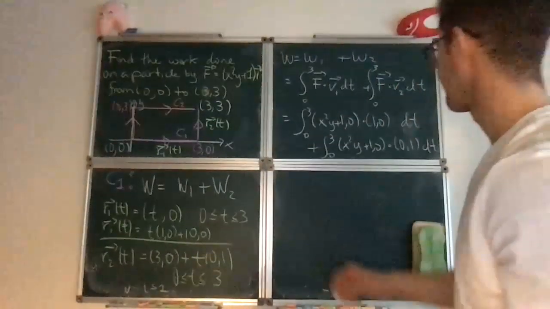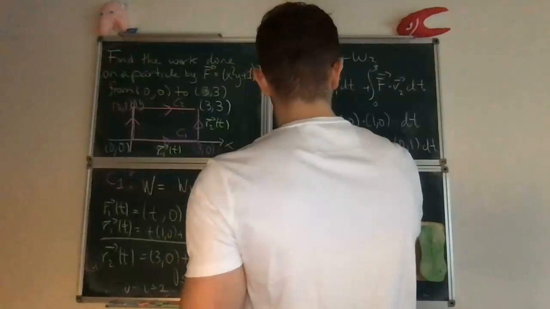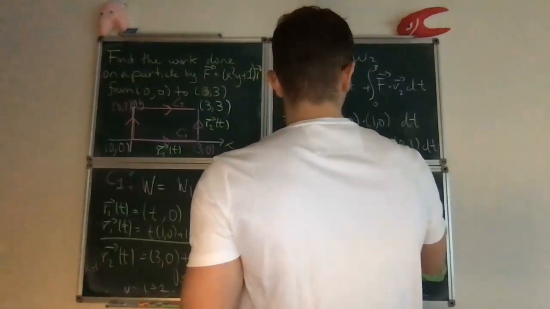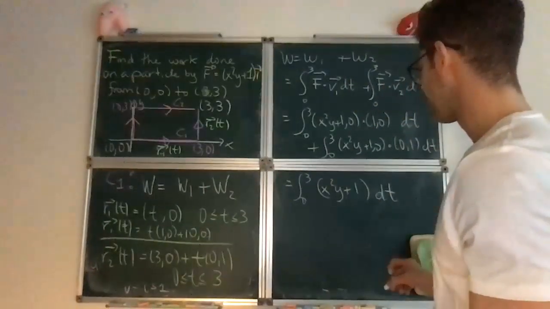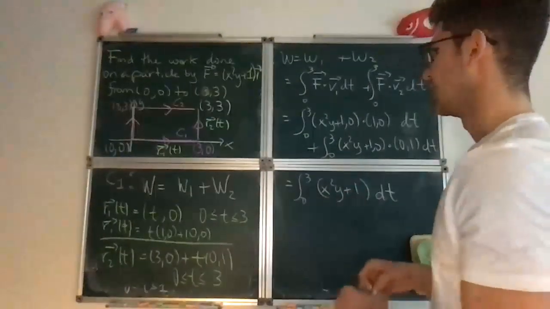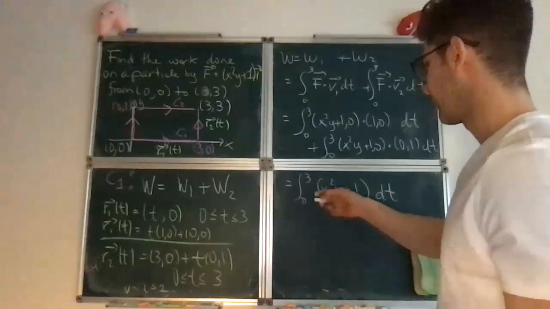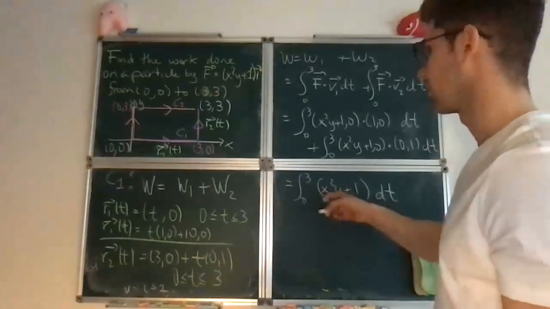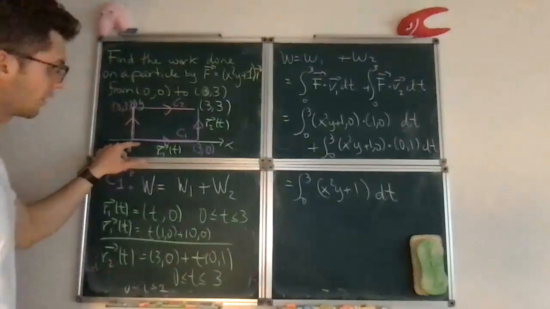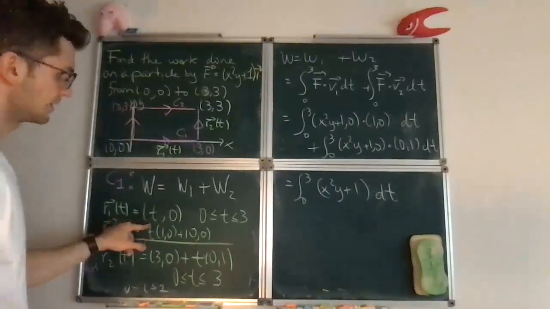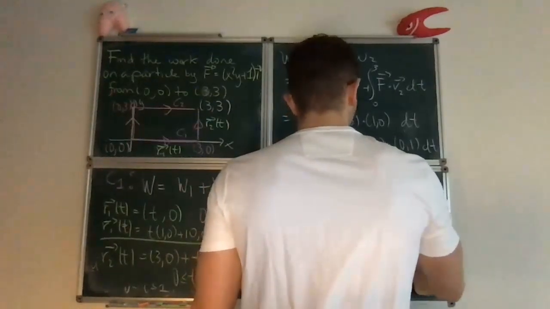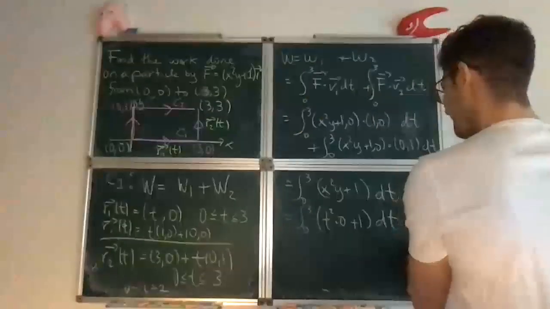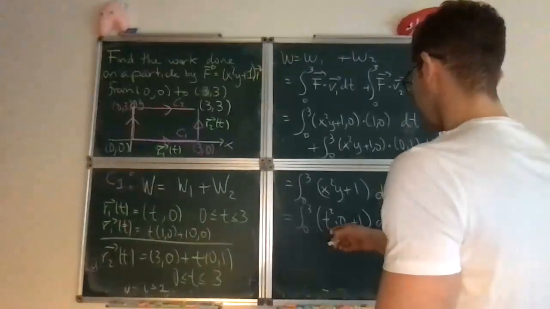So you only have to worry about the first integral, which gives you the integral from 0 to 3 of x squared y plus 1 dt. And again, you're not supposed to think of these as constants. You have to imagine that you're evaluating these points along the curve. So along this curve, x equals t and y equals 0. So you get the integral from 0 to 3 of t squared times 0 plus 1 dt. And that's just 3, because this goes away.